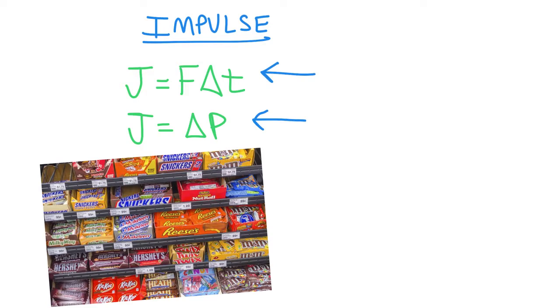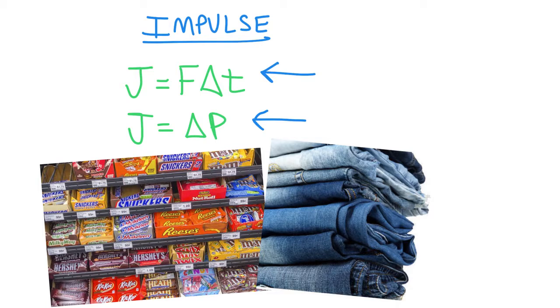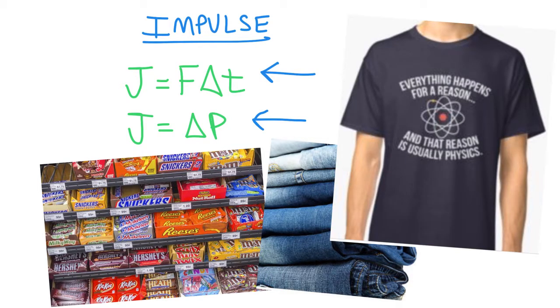You might think of the word impulse like when you're standing in line at the grocery store and you don't think real quickly and you just grab a couple candy bars as you're going to pay. Or a quick decision to buy a new pair of jeans. Or a nice new t-shirt.